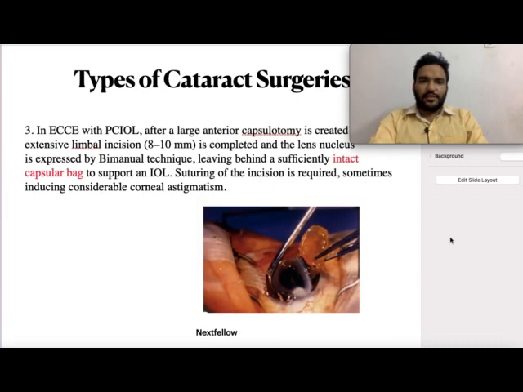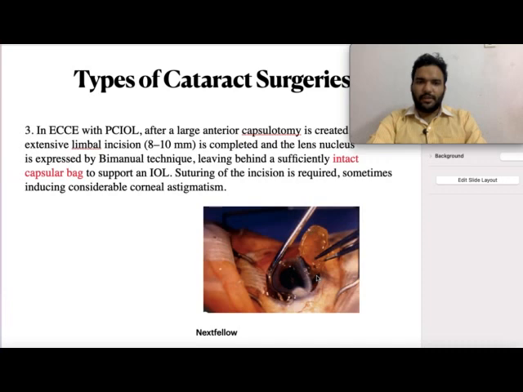So coming to the next procedure, which is extracapsular cataract extraction with posterior chamber intraocular lens implantation. After a large anterior capsulotomy, which is done after the extended limbal incision is completed, the lens is expressed by a bimanual technique. You can see the pressure that the surgeon puts here, so that the lens comes out in this way. There is a big free space for the lens to come out.